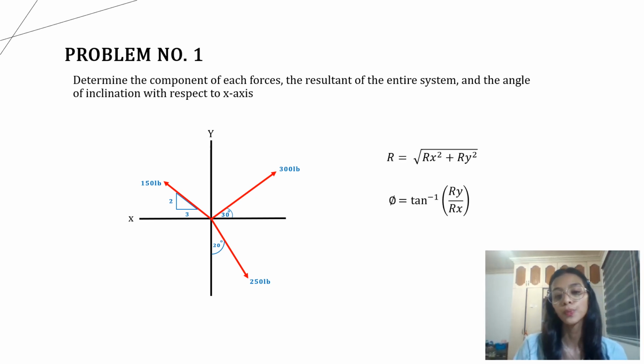To solve this problem, here's a formula of resultant, which is equals to square root of Rx squared plus Ry squared, and the formula of angle is tangent raised to -1 times Ry over Rx.